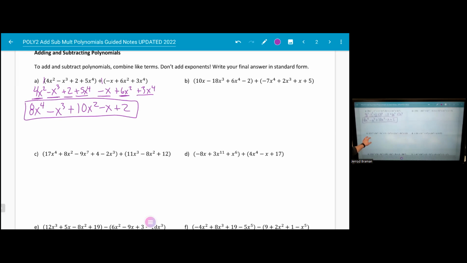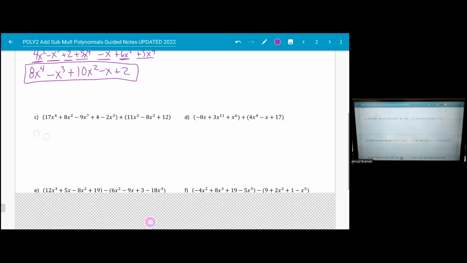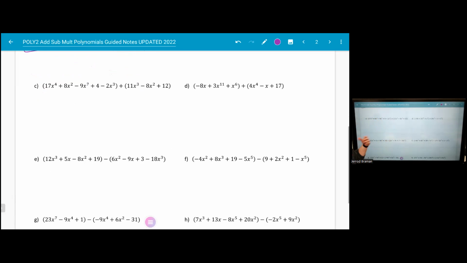Now, I'm going to do C here, and holy cow, look at all these things going on in here. I'm going to distribute, again, positive 1s through because there's nothing other than just a 1 to distribute. We have 17x to the 4th plus 8x squared minus 9x to the 7th. Oh, interesting. I'm going to keep that one in mind, see if there's anything bigger than that. Plus 4 minus 2x cubed, distribute a 1 through, plus 11x cubed minus 8x squared plus 12. Whew, that's a lot going on there.